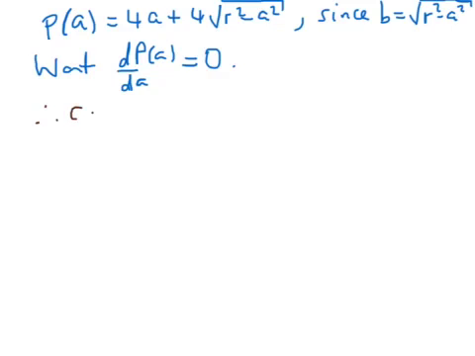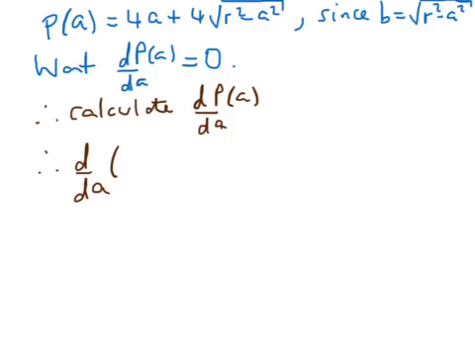So let's start off by calculating the derivative with respect to a of our perimeter. So that means that we want the derivative with respect to a of 4a plus 4 times the square root of r squared minus a squared. The first term is rather easy. The derivative of 4a with respect to a is just going to be 4.